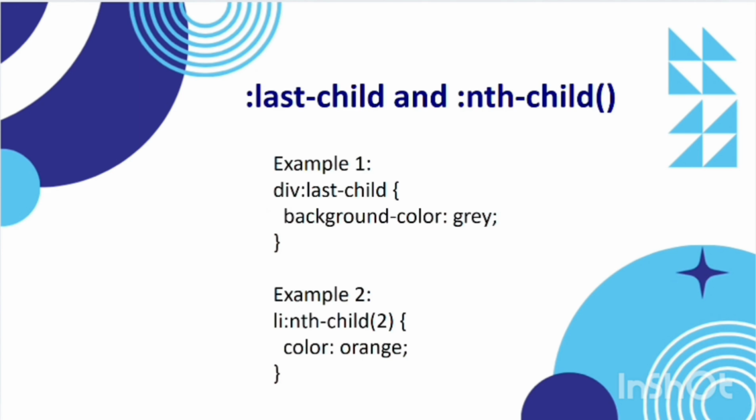Now last child and nth child. Let's see an example. Div last child, background color is gray. Which means only the last div inside its parent will get the gray background. Now see another example. LI nth dash child, open parenthesis, color to orange, then close the curly brace. It means only the second list item will have the orange text. Remaining will be in the usual color.